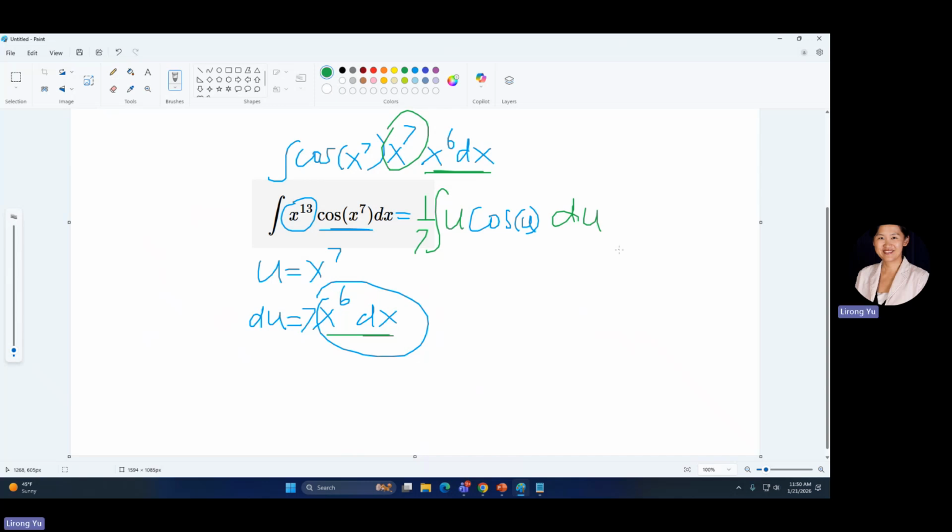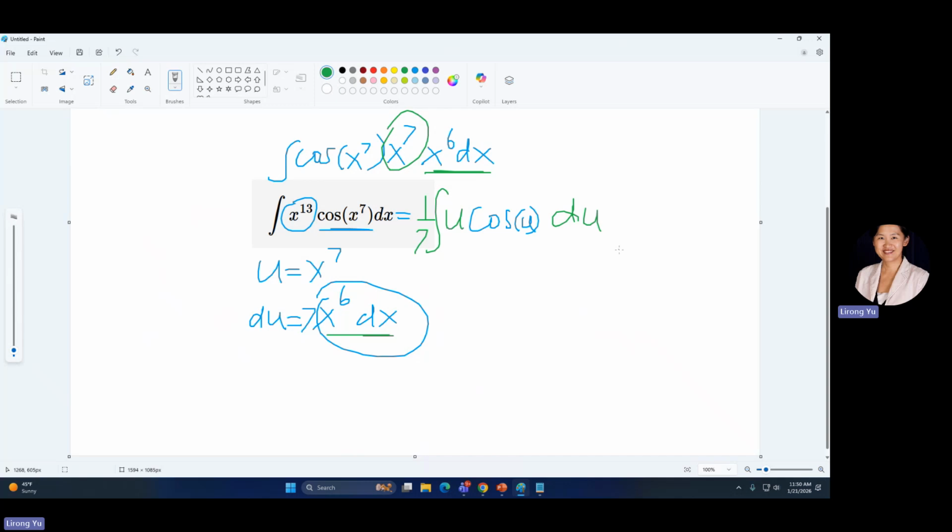Are we okay about changing the variable? Any question? Separate the x to the 13 to make it x to the 7 and x to the 6. Yes, I rewrite it. So then the x to the 7 is the u, but then the x to the 6 in x will be the du.